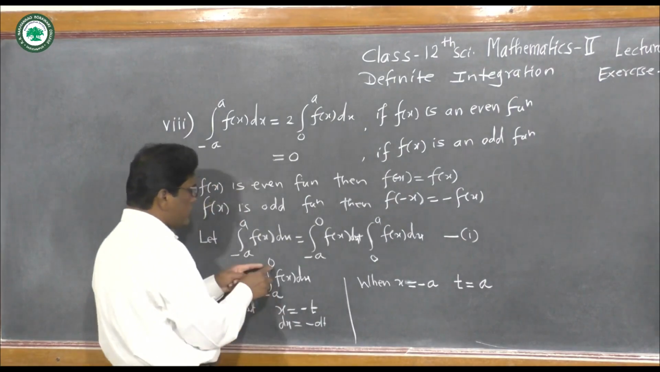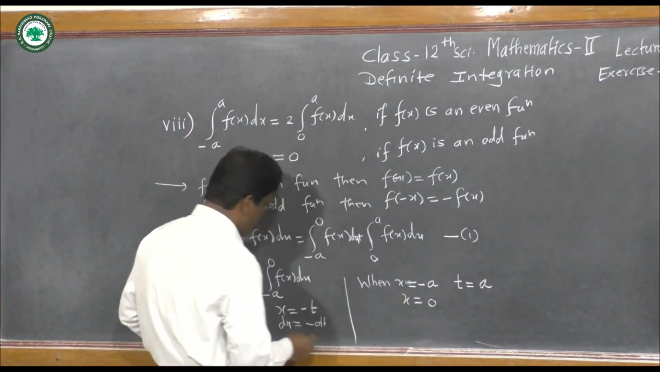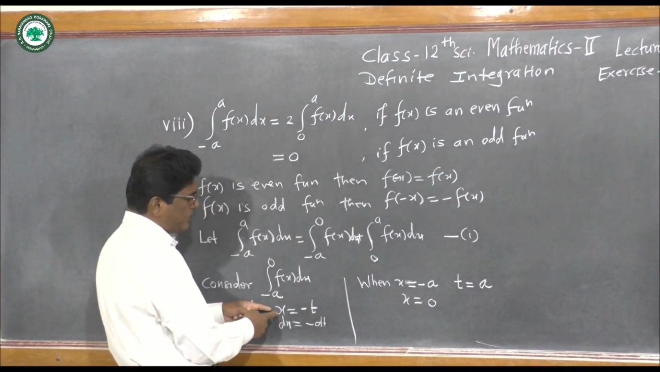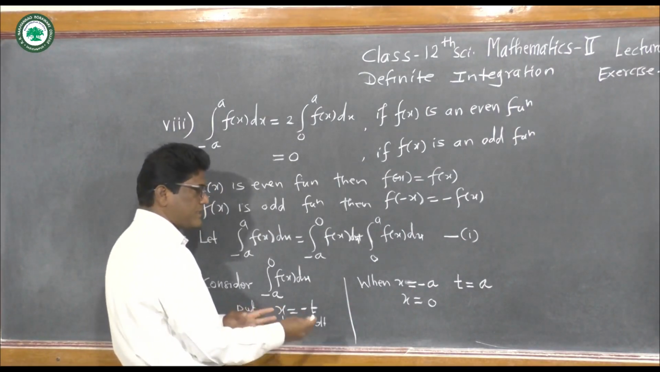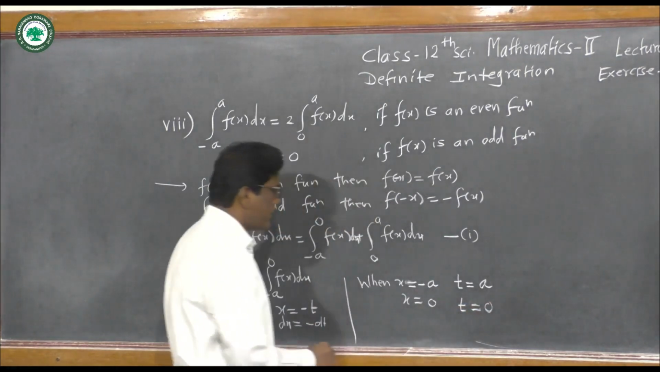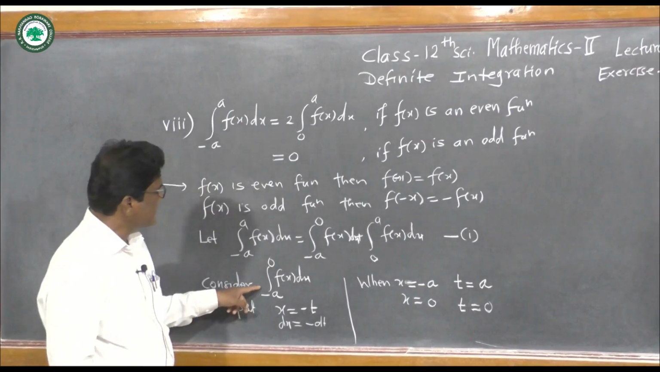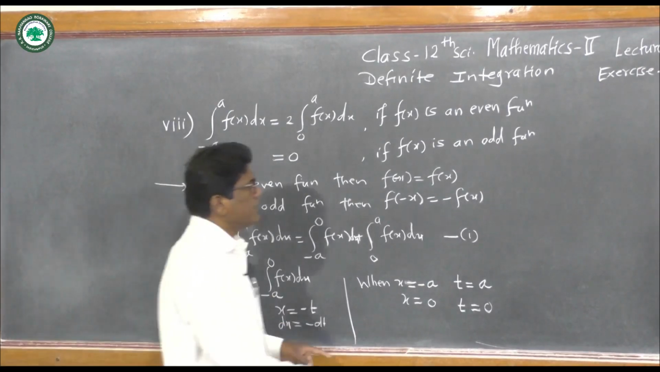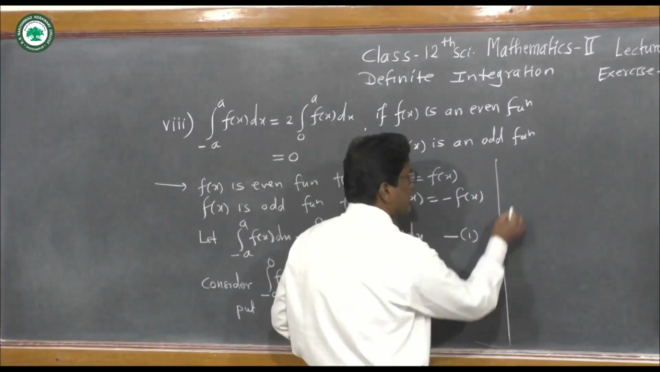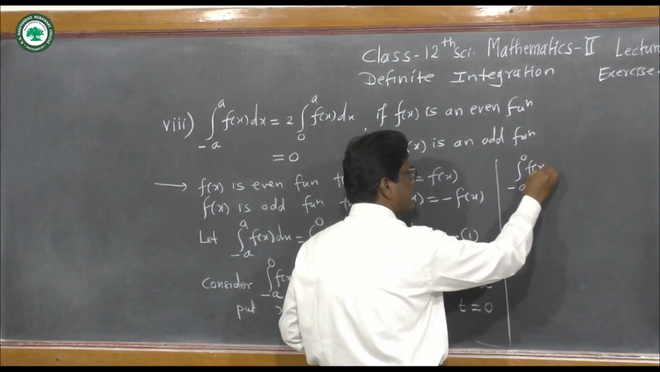And when x is equal to the upper limit 0, x is equal to 0. Now put x is equal to 0, so we get minus t is equal to 0, that is t is equal to 0. So the limits change from minus a, 0 to a, 0, and therefore this integral becomes integration from minus a to 0 f of x dx.